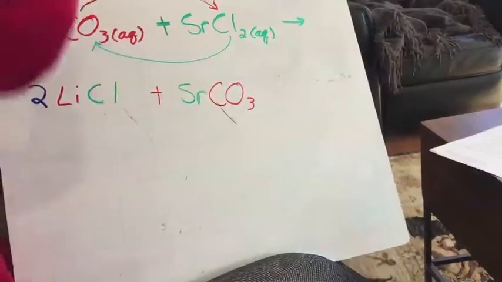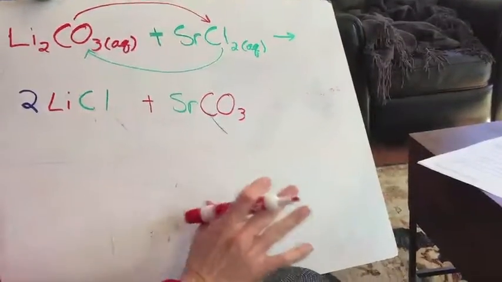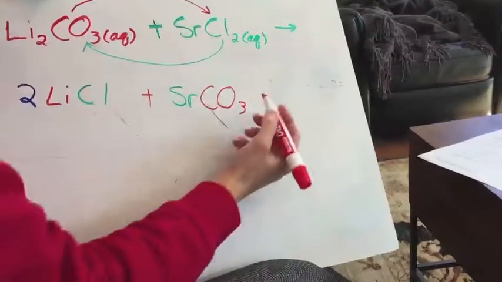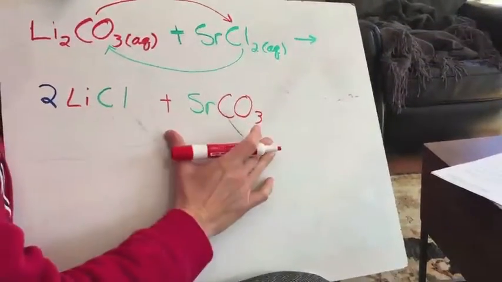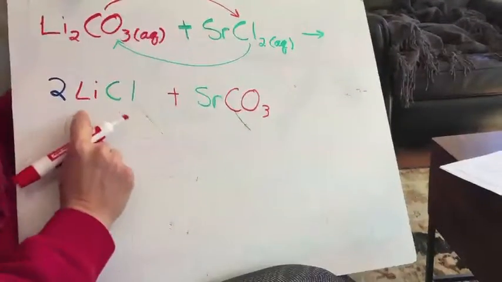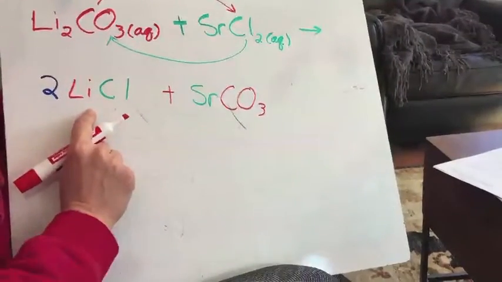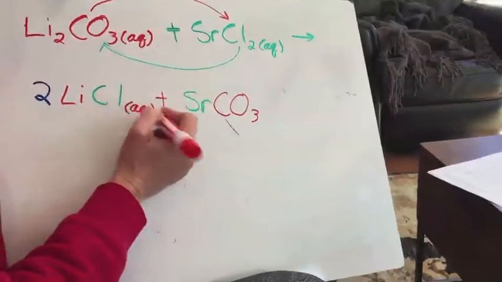Okay, so a couple of different ways to look at writing net ionic equations. I'm going to give you the simple way first. Let's look at what our solubility rules tell us about these two compounds. Our solubility rules say anything with a group 1 element in the compound is soluble. So we're going to write AQ next to this compound.